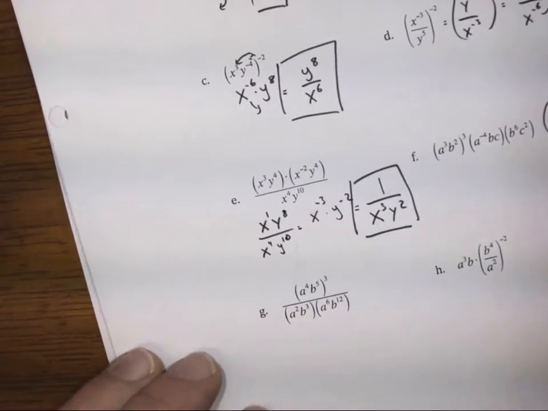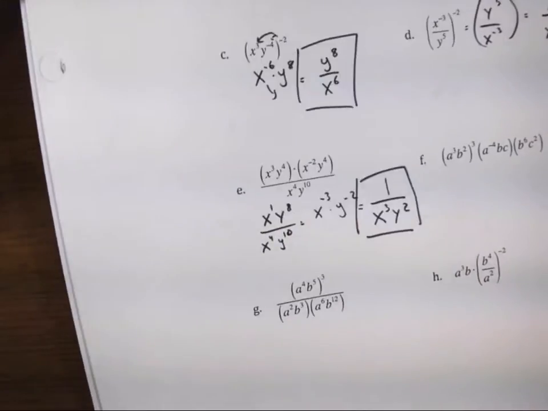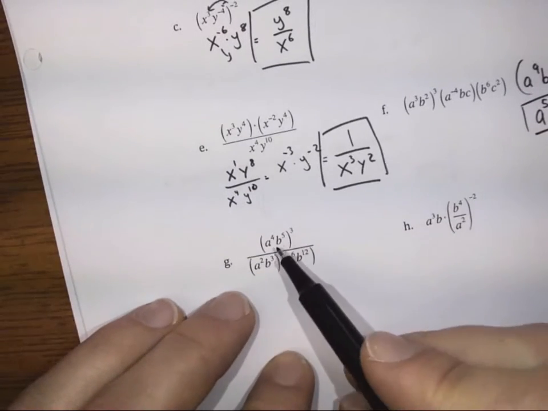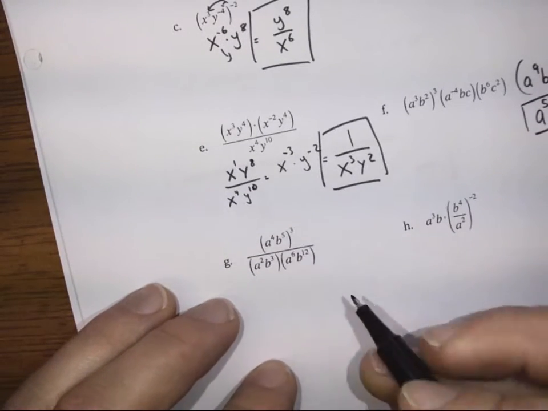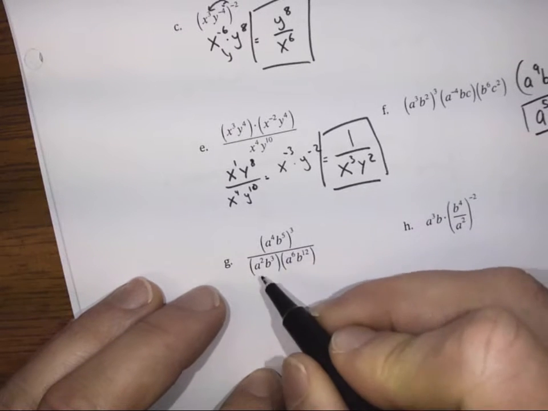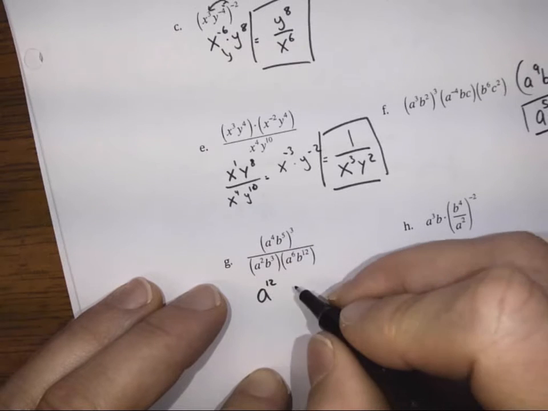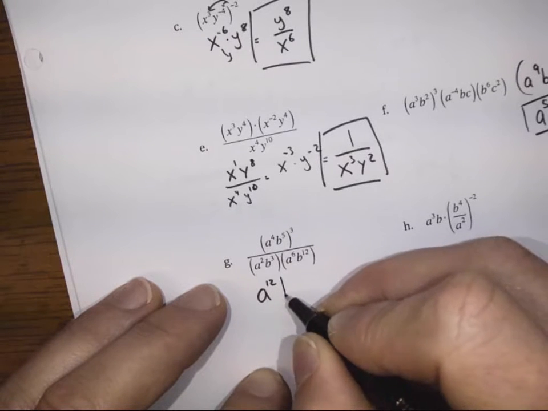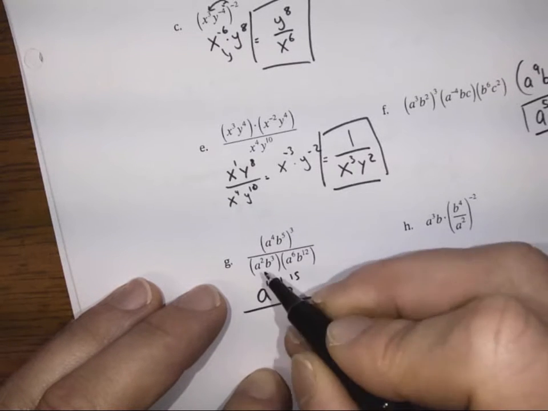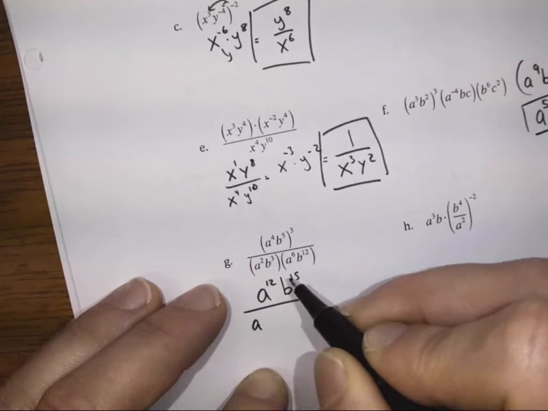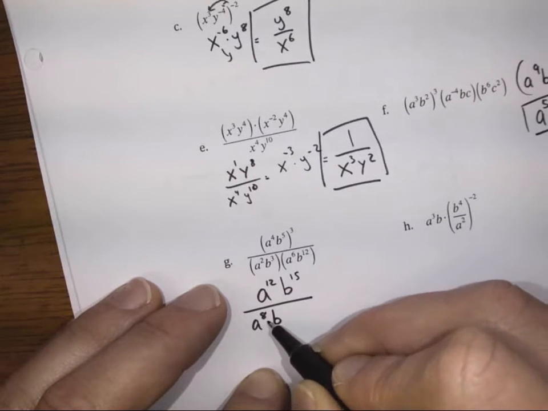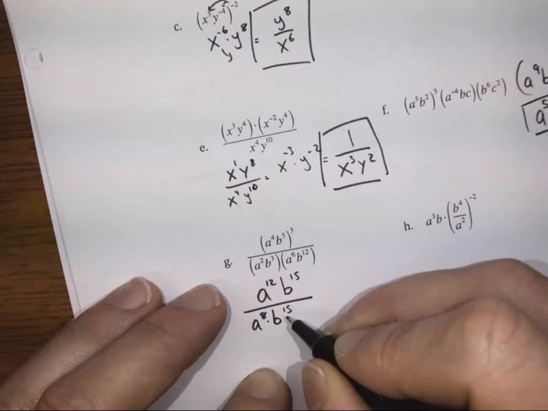All right, a bit of a larger question here, question G. Again, I'll start with my exponents on the top, and I'll do a multiplication on the bottom. So I've got a to the power of 4 times 3, or a to the power of 12. b to the power of 5 times 2, which is 15. And that's all over a to the power of 2 plus 6, or 8. And b to the power of 3 plus 12, or 15.